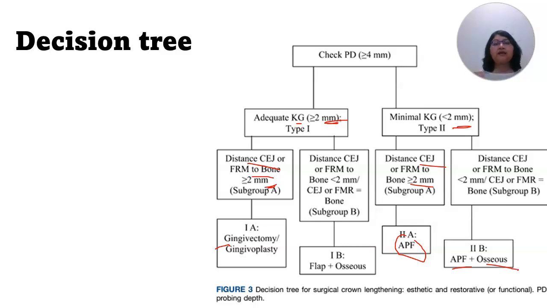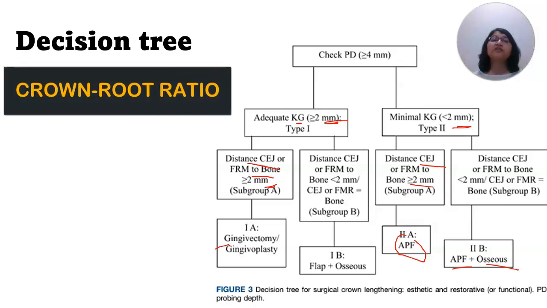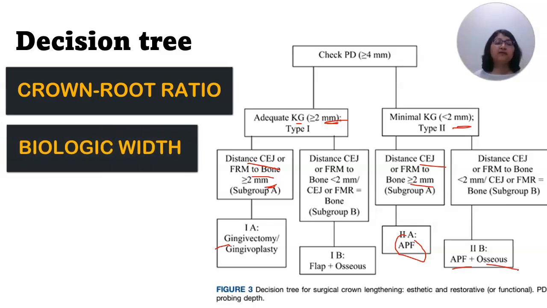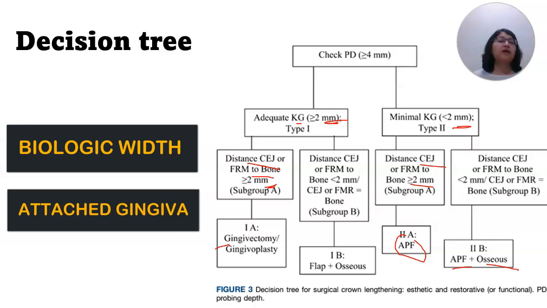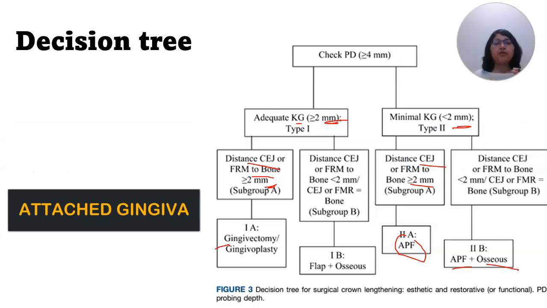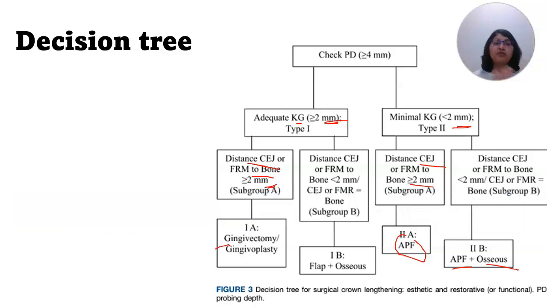So my tip is to first have a good case selection. In case selection, look at the crown root ratio, look at your biologic width, try to understand what attached gingiva is present, and then make your call. If it's a simple crown lengthening or a simple gingivectomy, you can definitely do some courses and try to perform these procedures on your own.